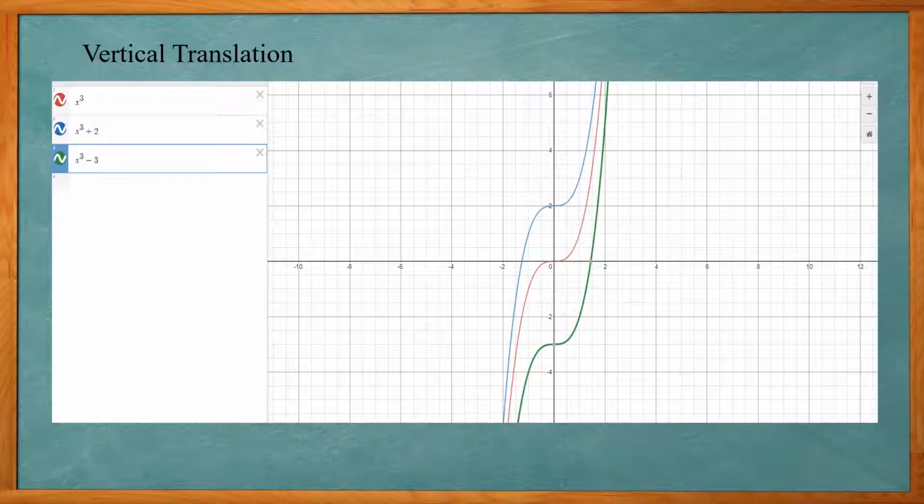Look at an example. The red is x to the third. Okay, that goes right through the origin. The blue is x to the third plus 2. So we can see that every point is shifted up by 2. It used to go through 0, 0, but now it's going through 0, 2. And then the green line is x to the third minus 3. So it's shifted down by 3. So now its y-intercept is at 0, negative 3.